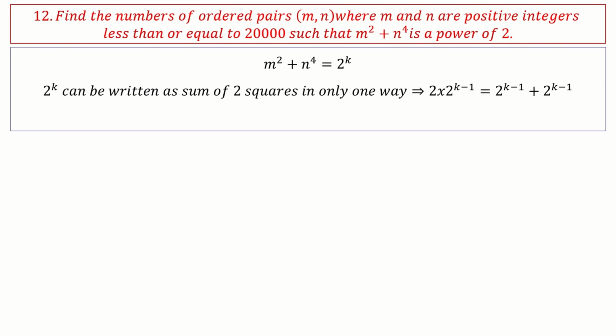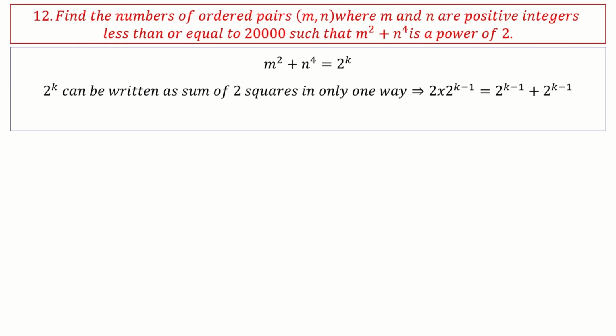The only option possible is that 2 to the power of k can be written as a sum of two squares in only one way, that is both are equal: 2 to the power of k minus 1 plus 2 to the power of k minus 1, which is equal to 2 times 2 to the power of k minus 1, that is 2 to the power of k. So this is the only way you can represent 2 to the power of k as a sum of two numbers. Which means my m square and n to the power of 4 are equal.